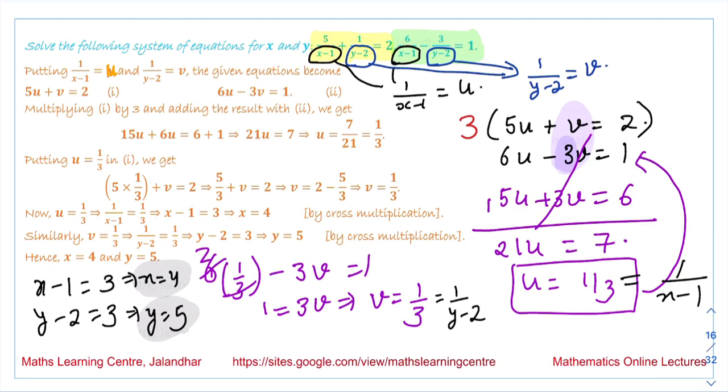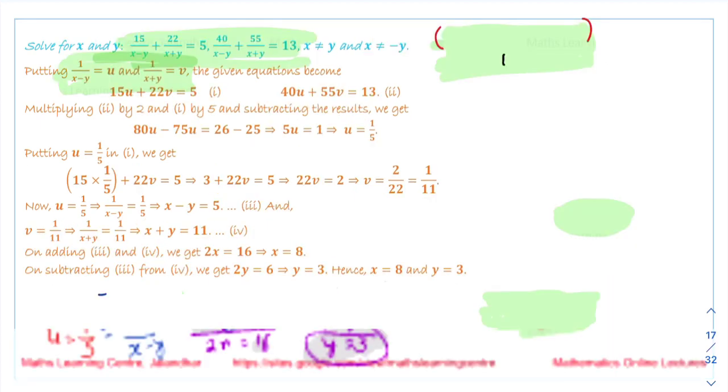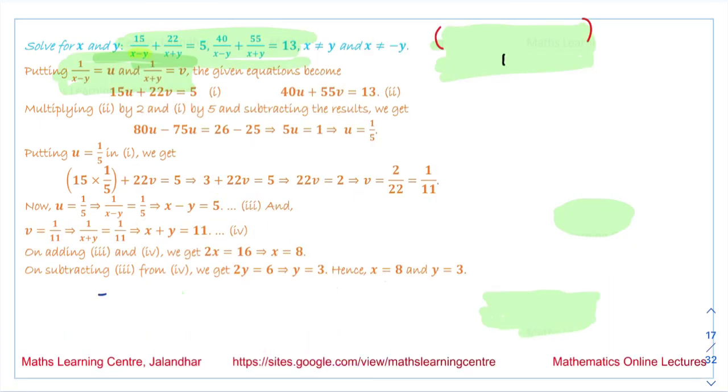Now the next question we have is 15 over x minus y plus 22 over x plus y, and look at this term over here, it is x plus y, equal to 5, and then 40 over x minus y plus 55 over x plus y is equal to 13. So this equation is also not linear in x and y. So convert it to the linear form.